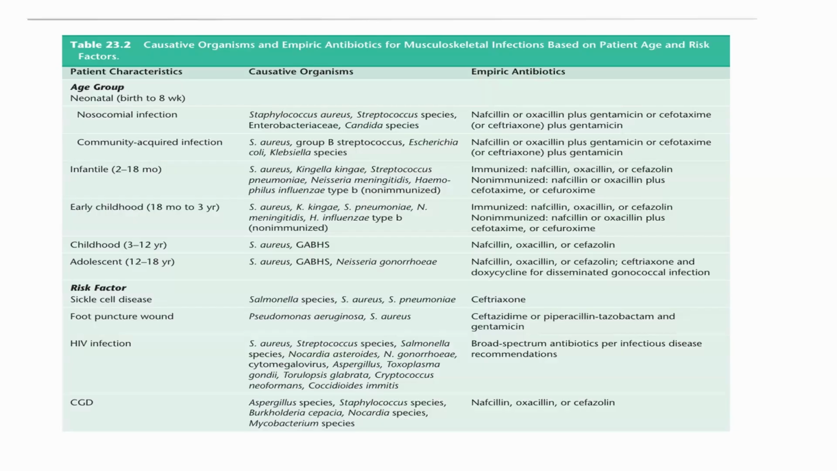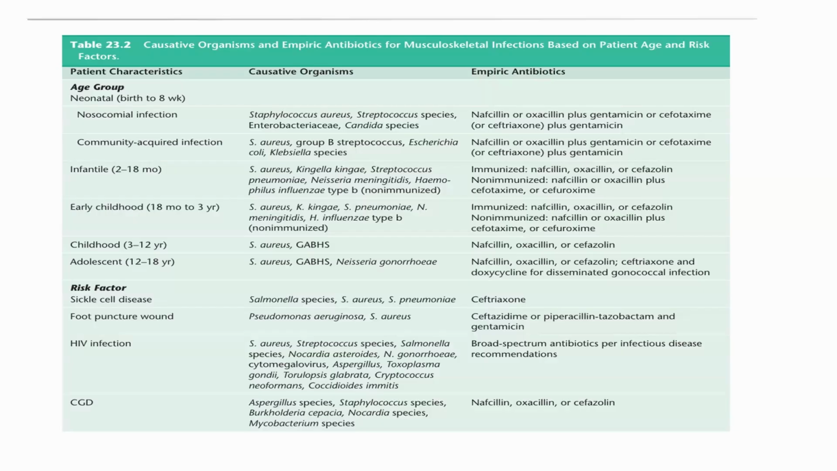In childhood, between 3 to 12 years, nafcillin, oxacillin, or cefazolin. In adolescents, that is up to 18 years of age, we have to also include gonococcal infections, therefore we give empirical antibiotics like doxycycline. In sickle cell disease, because of Salmonella osteomyelitis, we have to give ceftriaxone. In calcaneal osteomyelitis by Pseudomonas aeruginosa, we have to consider drugs like piperacillin-tazobactam and gentamicin.